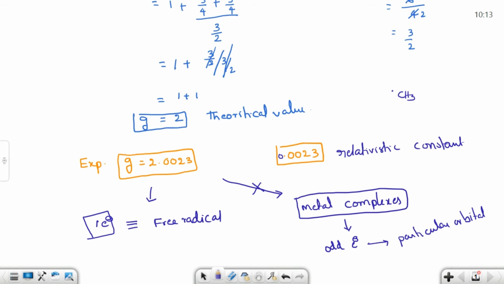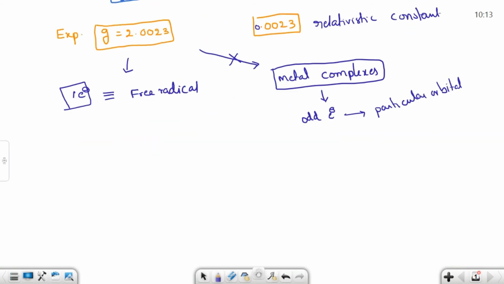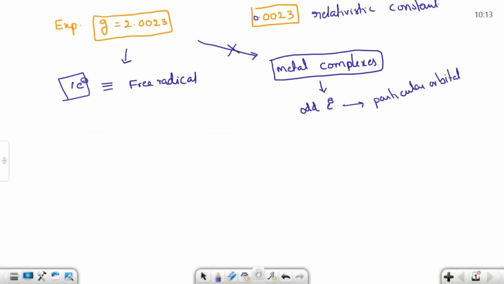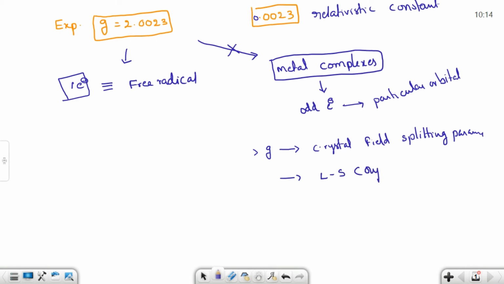Moreover, in the case of metal complexes, the G value depends on the crystal field splitting parameter, and it also depends on LS coupling. So friends, this is about the interpretation of G value.